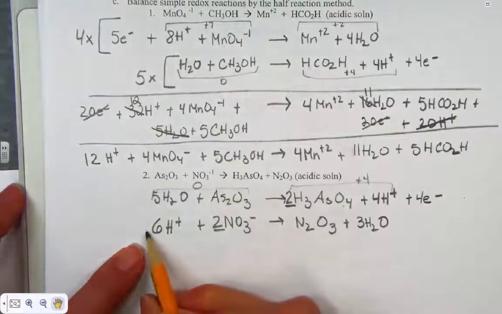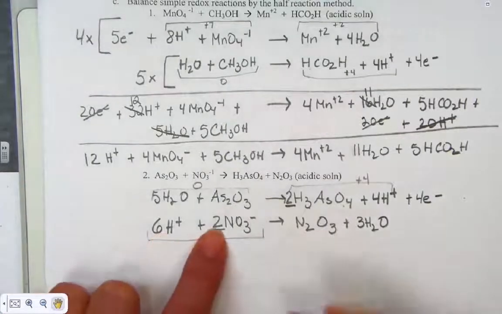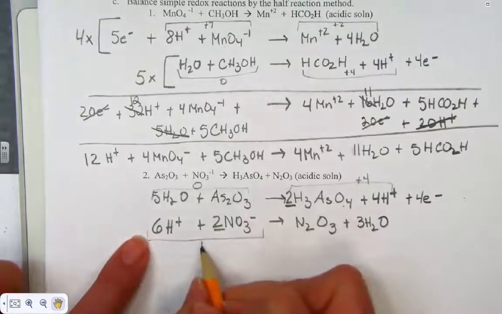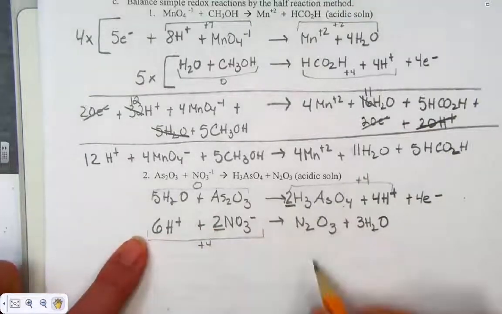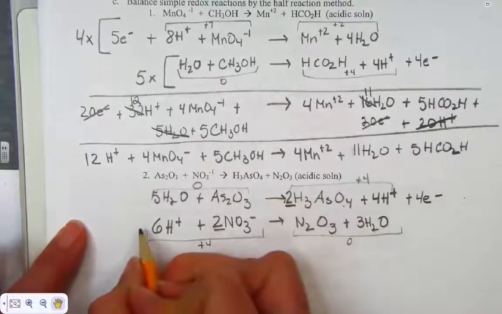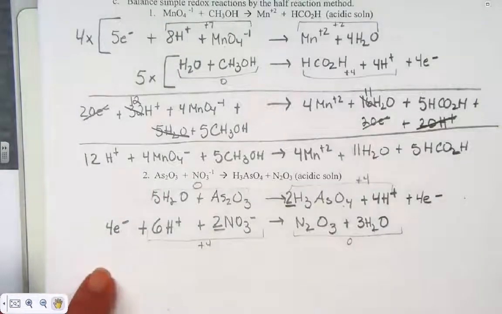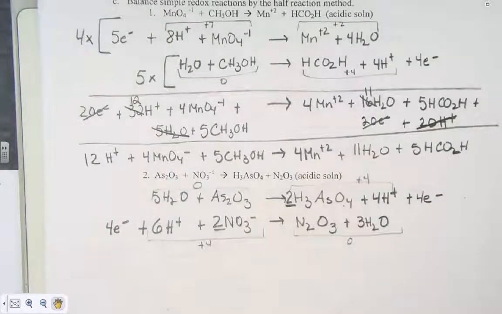Let's move to the second half reaction. 6 positive protons with 2 units of a -1 give me a net plus 4. Over here is a 0. To the more positive side, we'll add 4 electrons to bring it down to 0 to match the right-hand side.